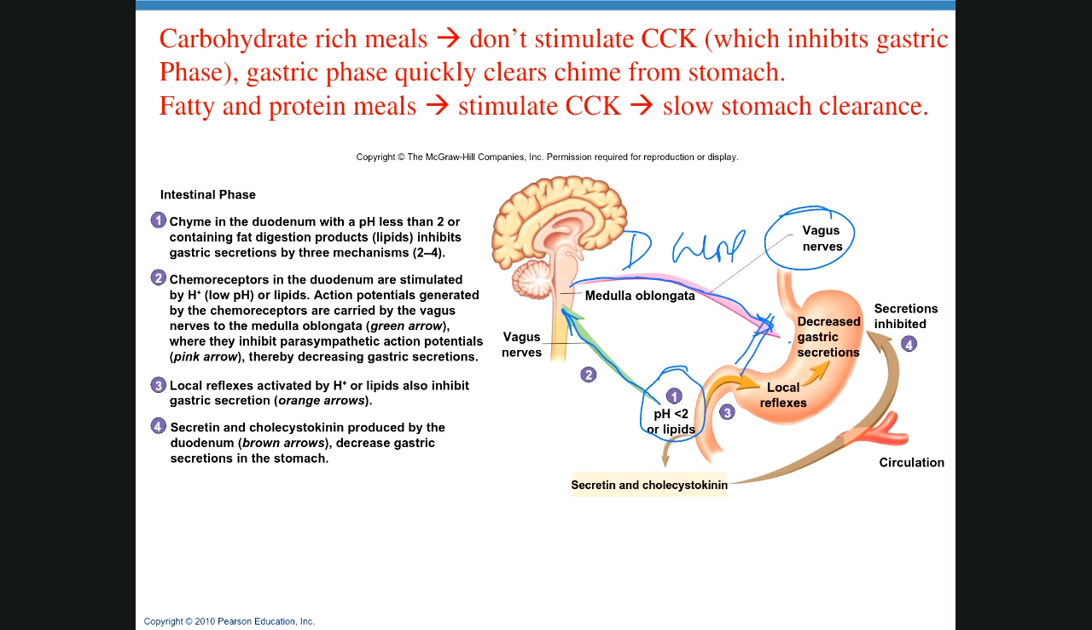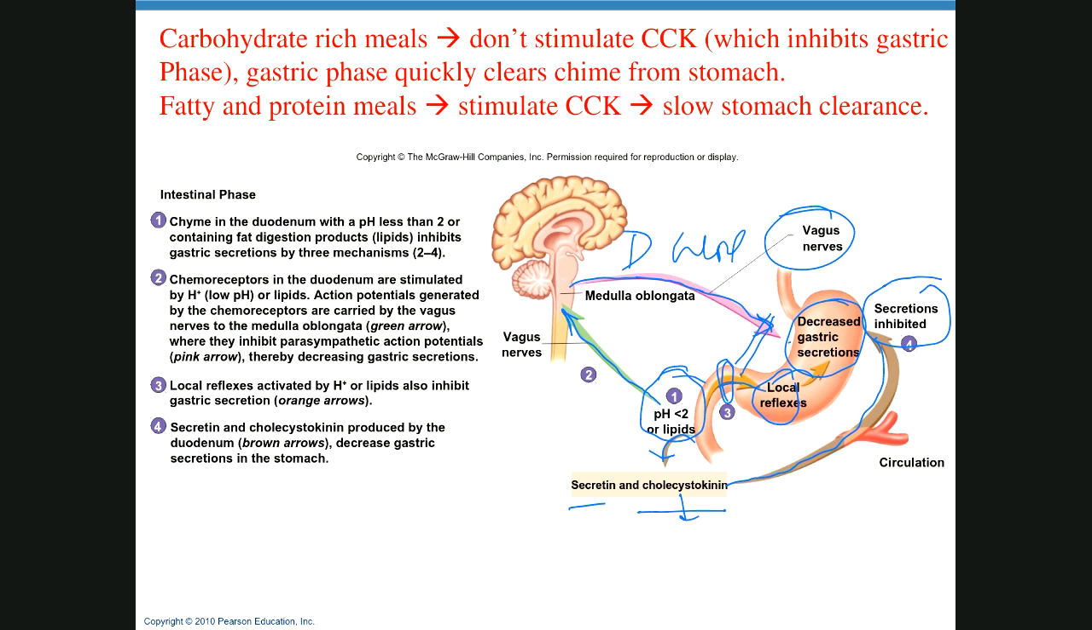These local pH and lipids, the chemoreceptors, are going to stimulate secretion of secretin and cholecystokinin hormones, which are going to travel, and they're going to inhibit gastric secretions. The intragastric reflex is further going to, as a local reflex, inhibit gastric secretions. So inhibition of gastric secretion is coming from all those places.